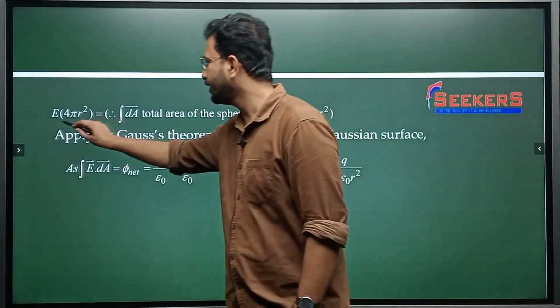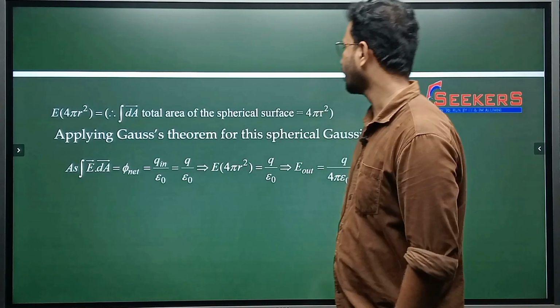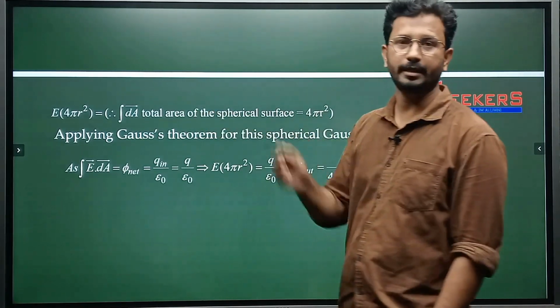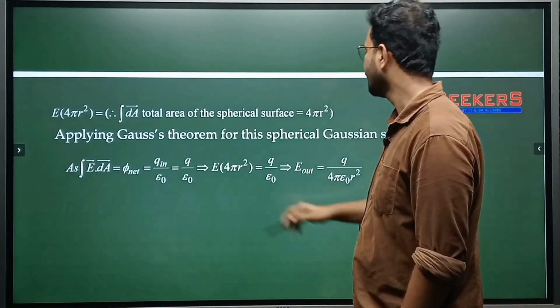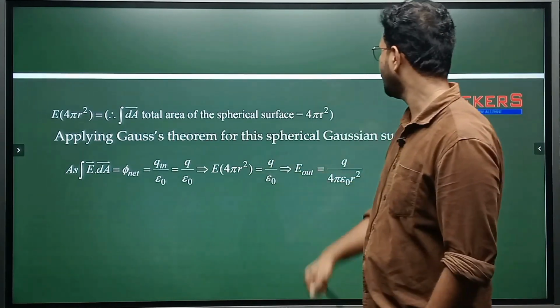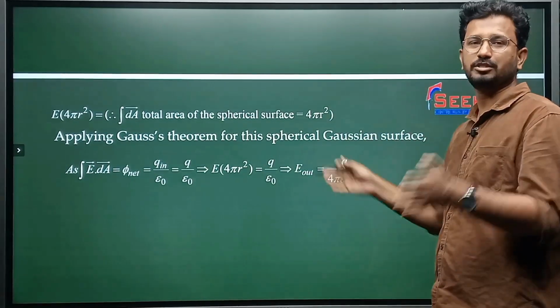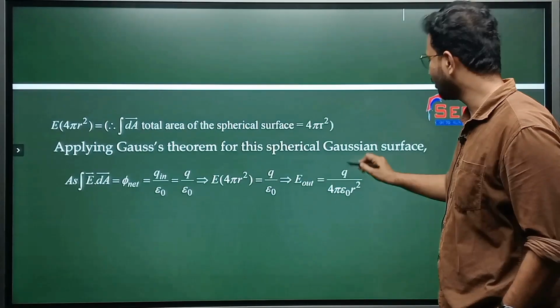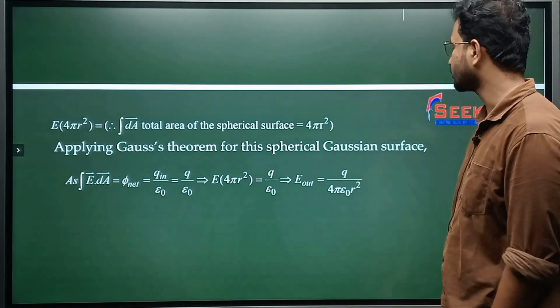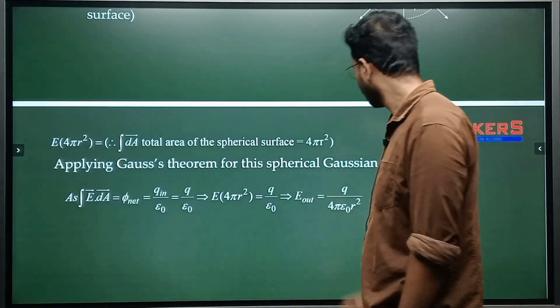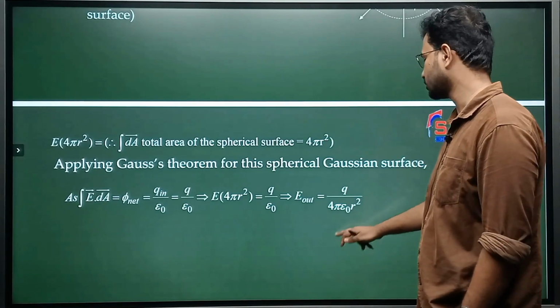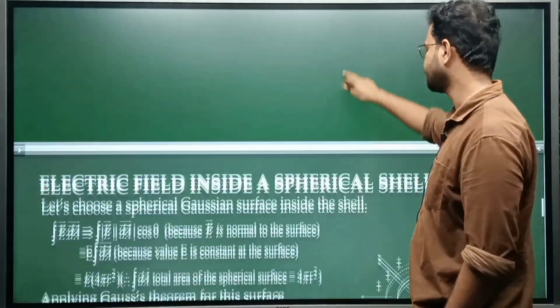Flux will be how much? E into 4 pi r square. We have integrated it. Area integration will be 4 pi r square. E into 4 pi r square is equal to Q internal by epsilon naught. Internally, how much charge is enclosed? That is equal to Q. So E, the electric field outside, will be Q by 4 pi epsilon naught r square. Same as we discussed in the previous one.